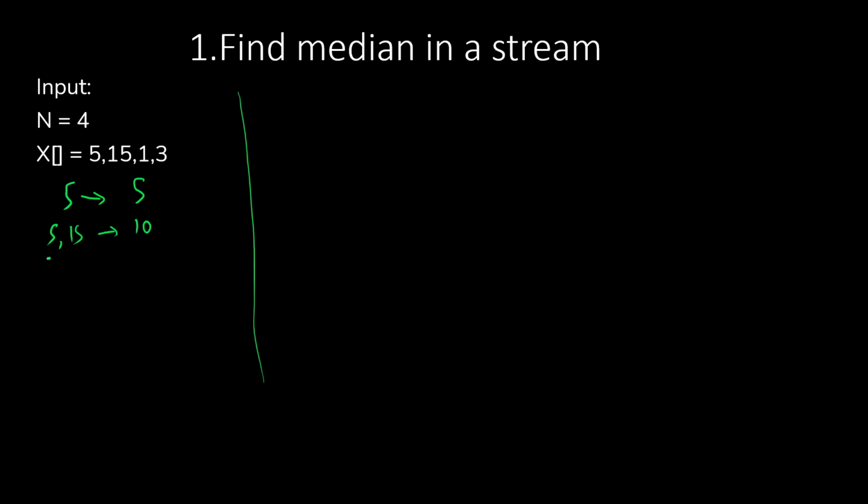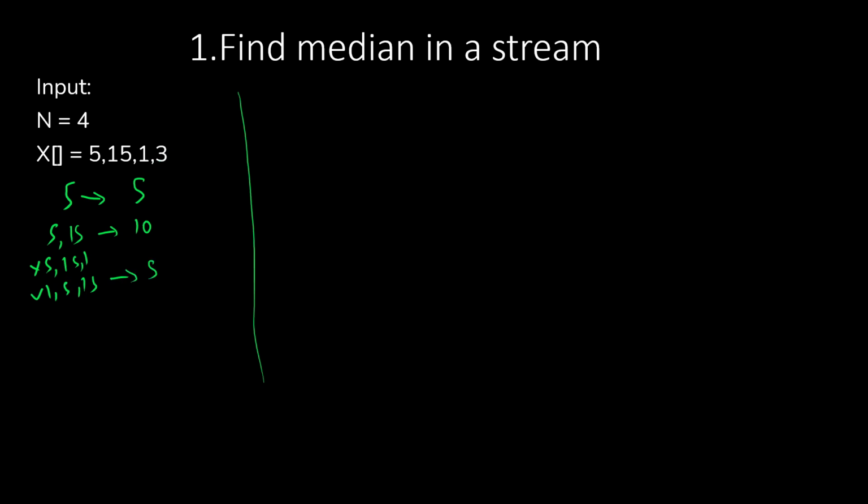Next, 1 comes into the stream: 5, 15 and 1. And remember, whenever we are taking the middle element, we have to sort them in ascending order. If we take the middle element from the unsorted order, 15 will come in this manner, but 15 is not our answer. The answer will be 5 here. How? We just have to sort it: 1, 5, 15. Now this is the wrong method, and this is the correct one. Whenever elements come, they should be in sorted order. From that sorted order, we take the middlemost element value. The middlemost element value is 5 in this case.